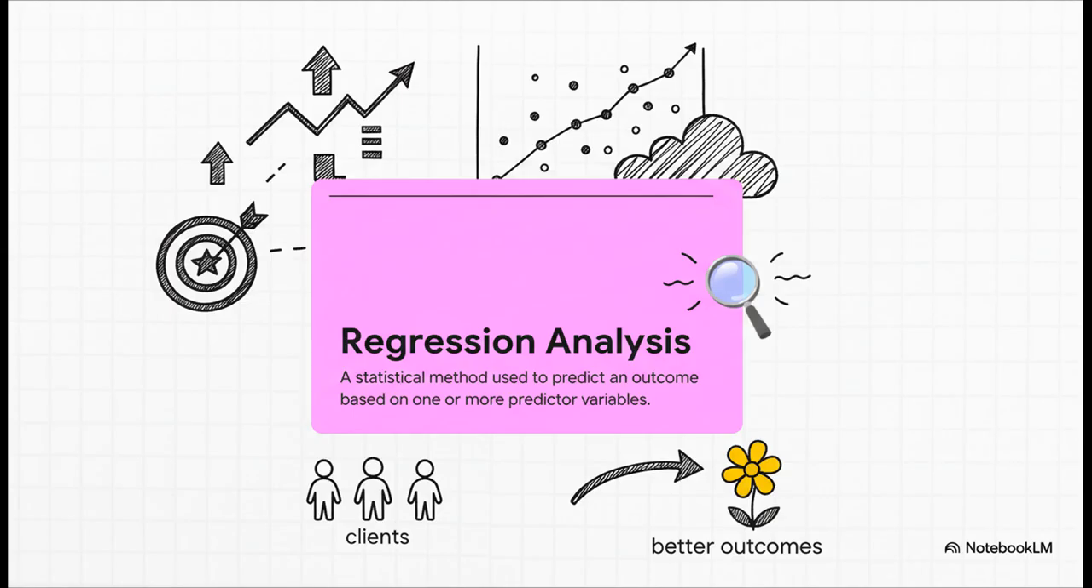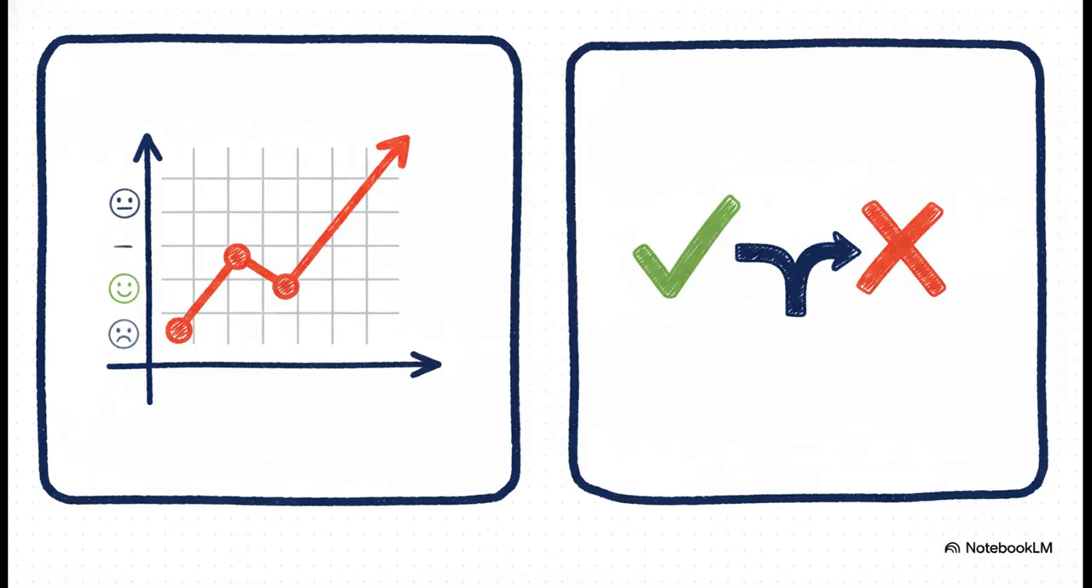This is where we can really start to answer those tough questions about what might lead to better outcomes for the people we serve. Now, regression comes in a couple of different flavors, and it all depends on what you're trying to predict. If your goal is to predict a number on a scale, like a job satisfaction score from 1 to 10, you're going to use what's called linear regression. But if you're trying to predict a simple yes or no answer, like will someone complete a program or not, that's a job for logistic regression.